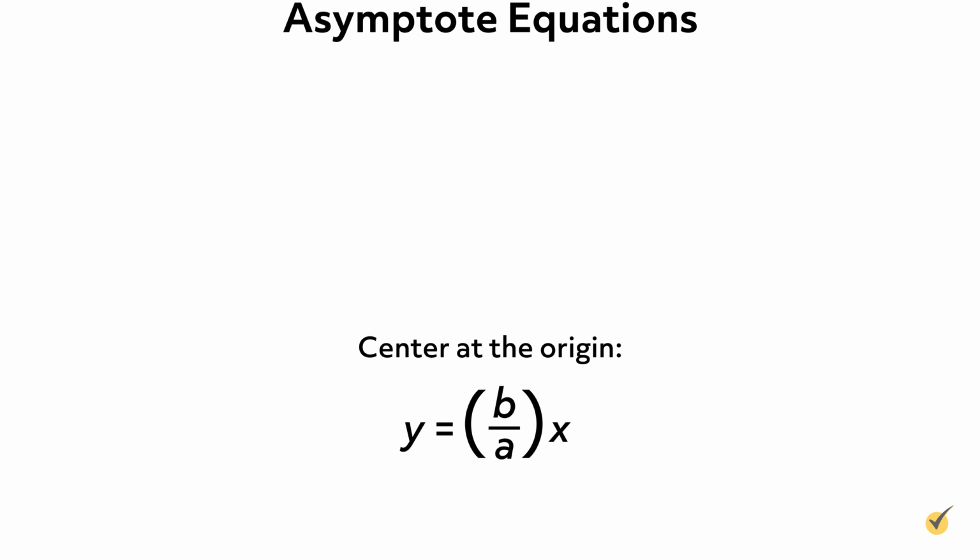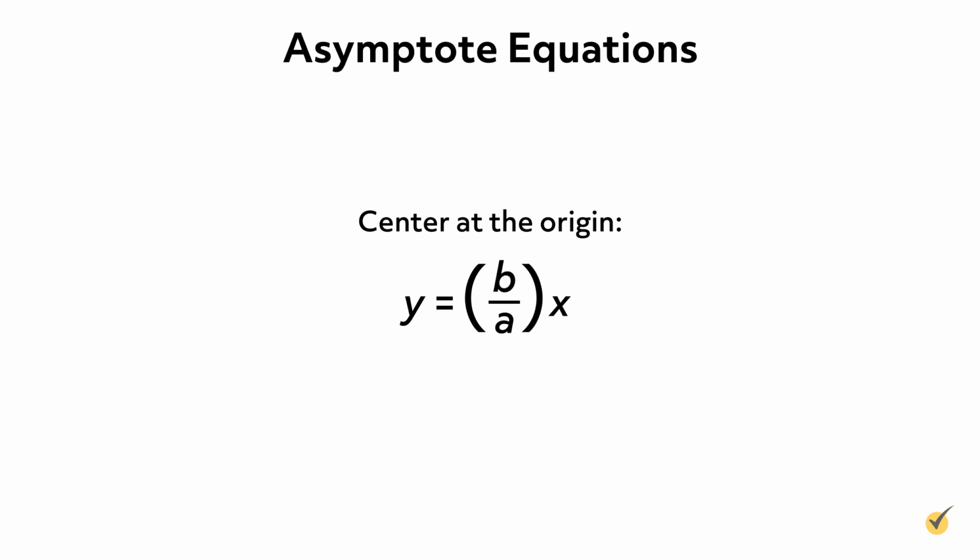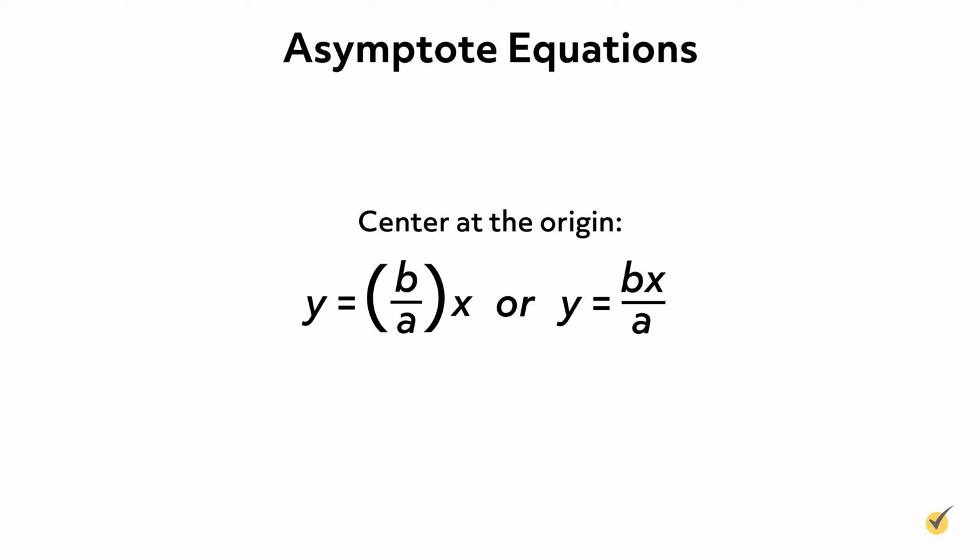It also allows us to find the equations of our asymptotes. This is easiest when the center of our hyperbola is at the origin, also known as the point (0, 0). Here's the equation for an asymptote when the center is at the origin. y = (b/a)x. You might see it written this way too. y = bx/a.